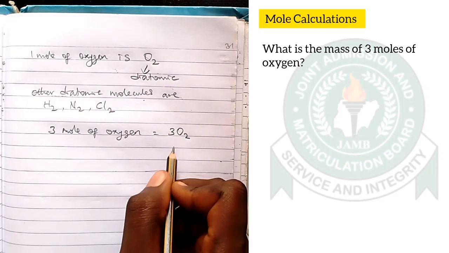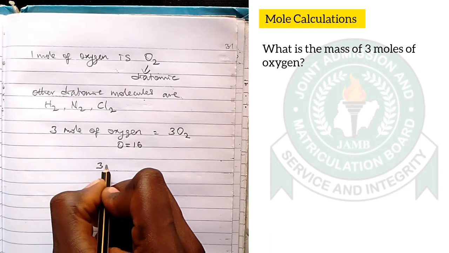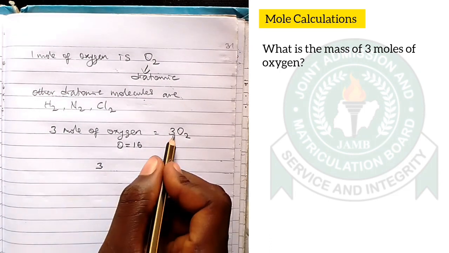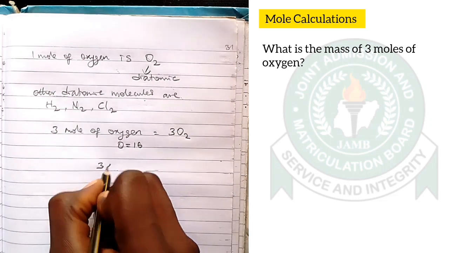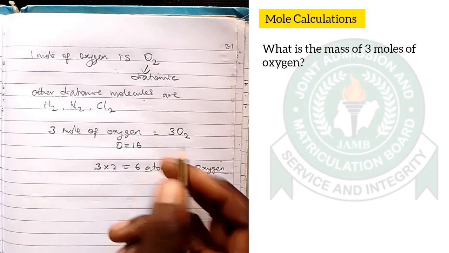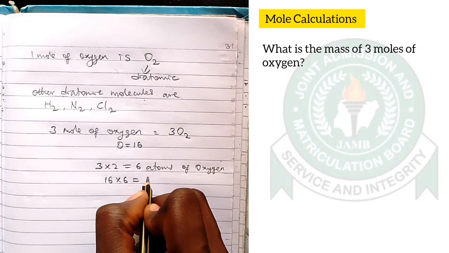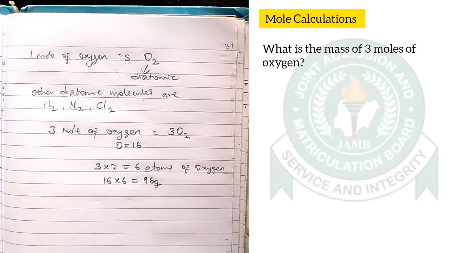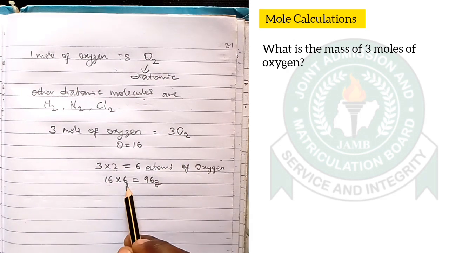It's written as this. Now we know very well that the mass of oxygen is 16. That is the atomic mass. That is, 1 atom of oxygen is 16. So now 3 times 2, that will give us the total number of atoms of oxygen, which is 6. So for us to calculate the mass of these 3 moles, what we'll do is 16 times 6, which will give us 96 gram.